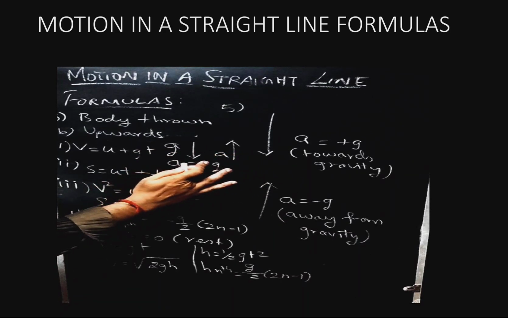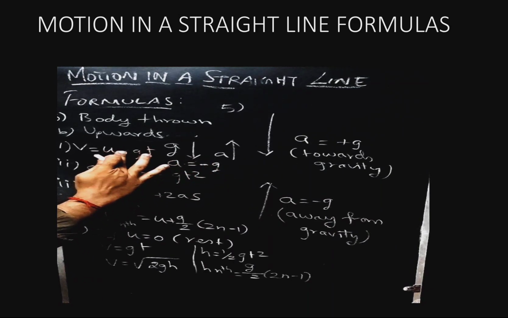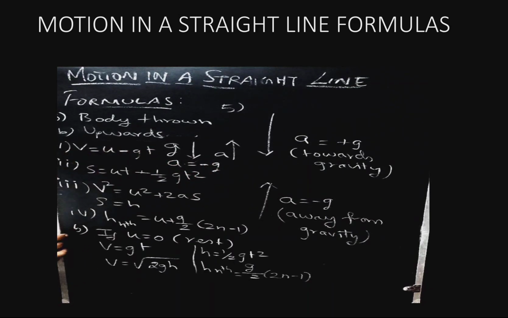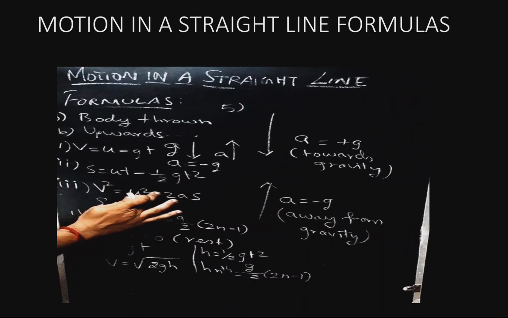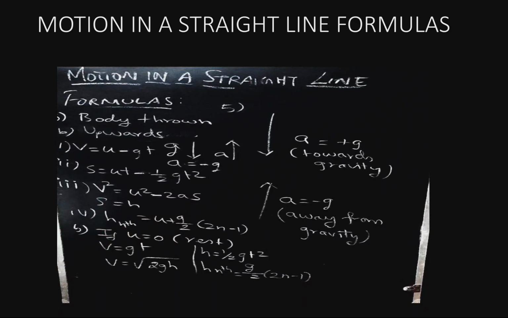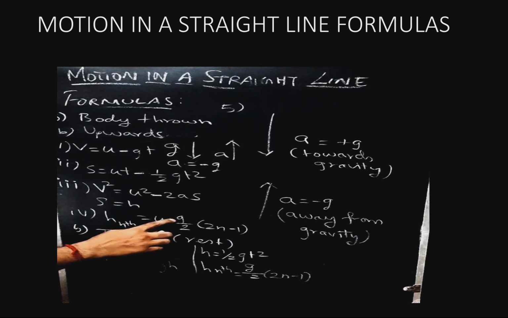So instead of plus, I take A equal to minus G. The first equation becomes V equal to U minus GT. The second one is S equal to UT minus half GT square, and the third one is V square equals U square minus 2GS. Therefore, the nth second is U minus G by 2 into 2n minus 1. These are the conditions we are going to take into account.